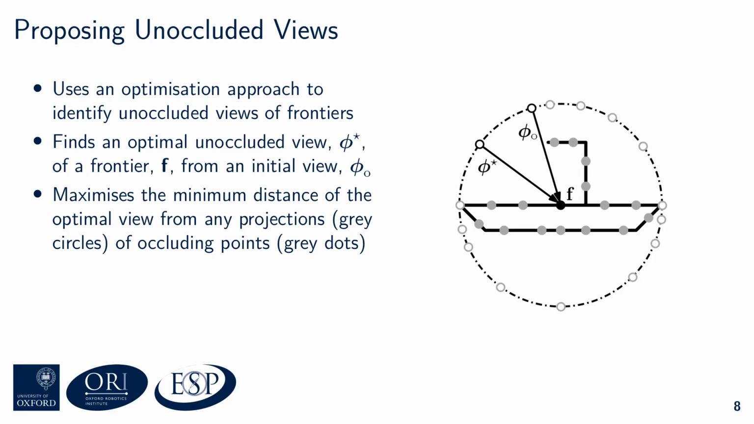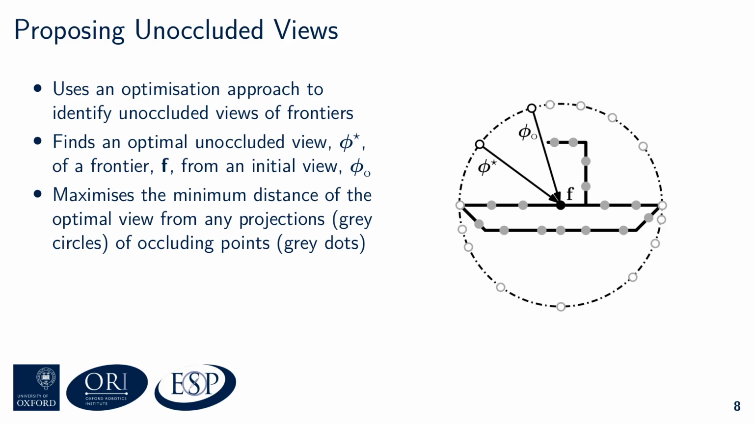When the view proposed to observe a frontier point is found to be occluded, an optimization method is used to identify an alternative, unoccluded view. This view is chosen to maximize the separation between its sightline to the frontier and any occluding points. It is found by solving a maxi-min optimization problem.